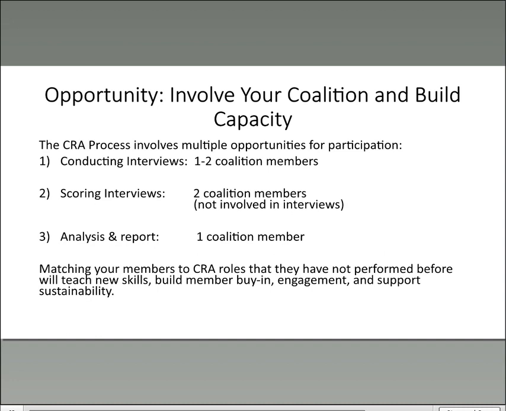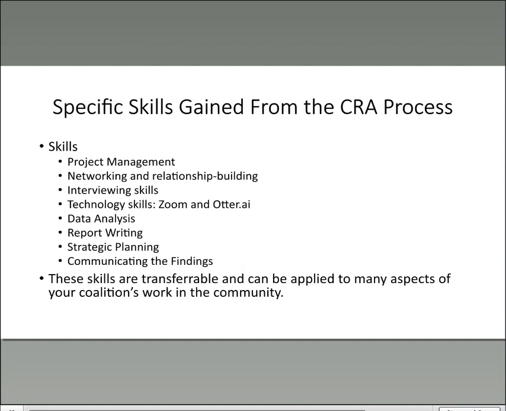Forming your CRA team presents an opportunity to involve your coalition and to build its capacity. And it does this because there really are multiple opportunities for participation. You can involve 1 to 2 coalition members in conducting the interviews. You'll definitely need 2 coalition members who aren't involved in the interviews to score the interviews. And you can use 1 to 2 members to work on the analysis and the reporting. As you match your members to CRA roles that may be new to them, that will teach them new skills. It's going to help support their buy-in to your coalition. It'll help them with engagement, and it's going to support sustainability because you will have those skills locally and within your coalition.